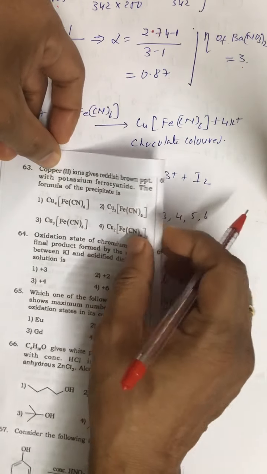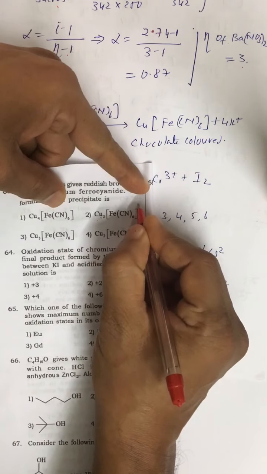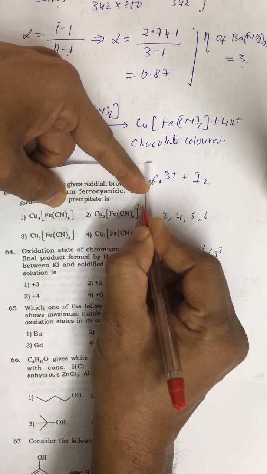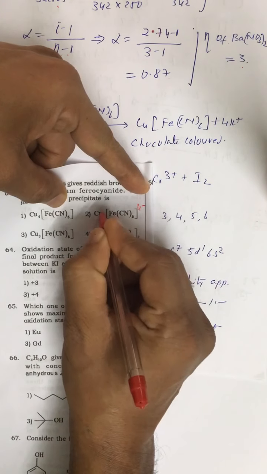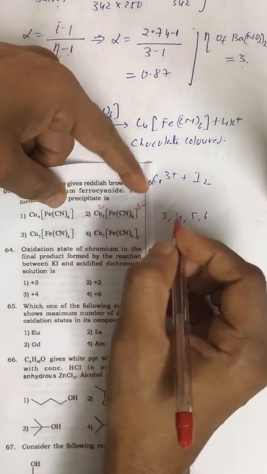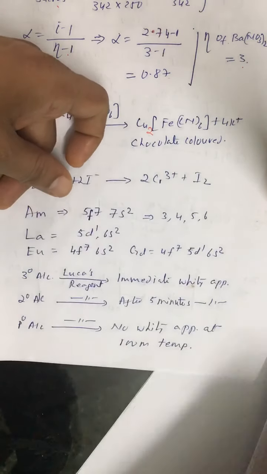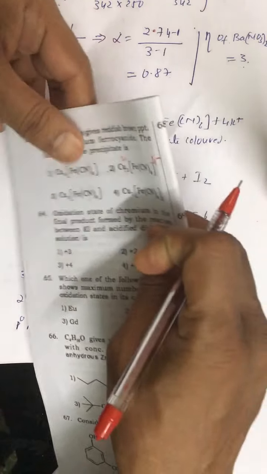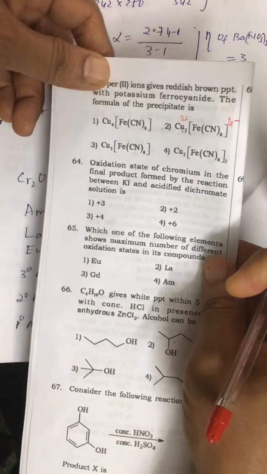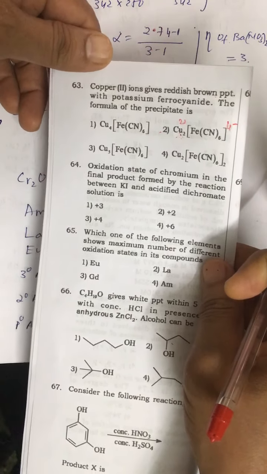Okay, this is correct. [Fe(CN)6] is 4 negative, and copper is 2 positive. So second option is correct. This should be Cu2[Fe(CN)6], chocolate colored precipitate. Just a moment. 63 is 2. 62 is 1, no? 62 was 1. Okay, no problem. 64.